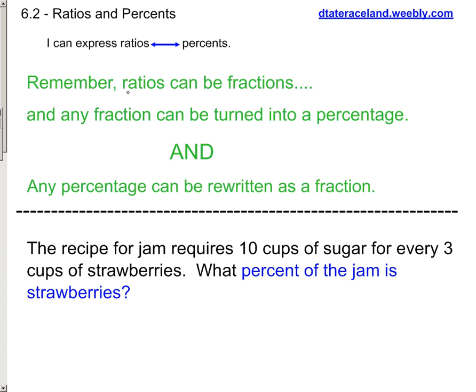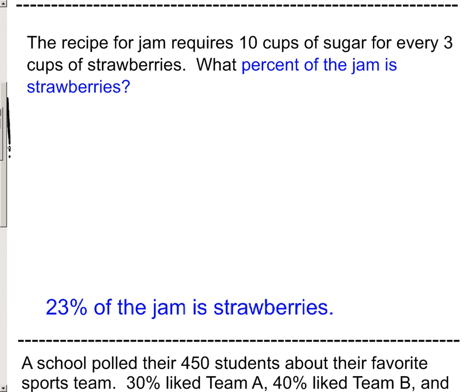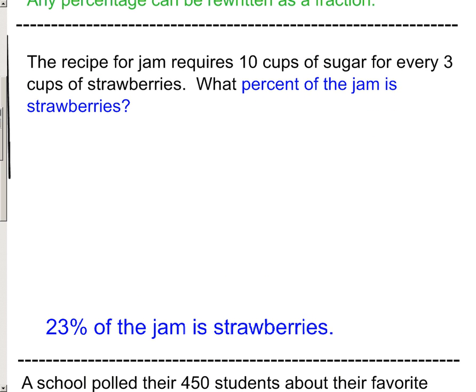Same thing with the percentage. We can actually make that into a fraction, which, hey, guess what? That's a ratio. So that's okay. We can do that. Let's go down here and take a look at this problem. It's an interesting one. There's the answer, so let's just go ahead and get that off the screen.